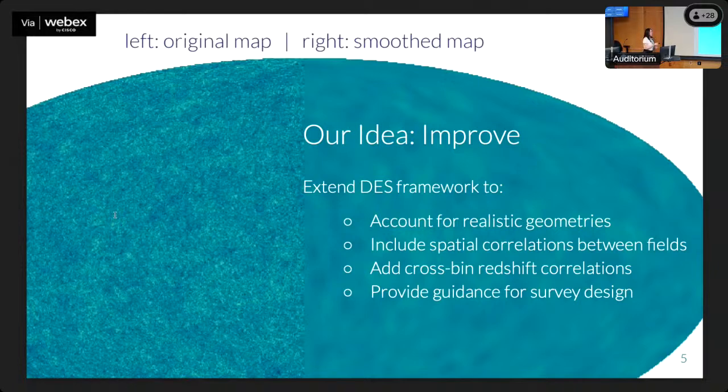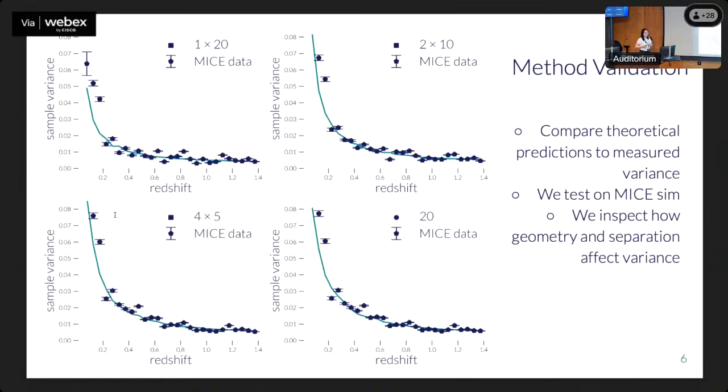So the first thing after we develop a method is to validate it. So here is the method validation. We're comparing our theoretical predictions, shown as the light blue line, to the measured variance using the MICE simulation catalog, which is shown as the dark blue dots here. We show that they have good agreement with each other.